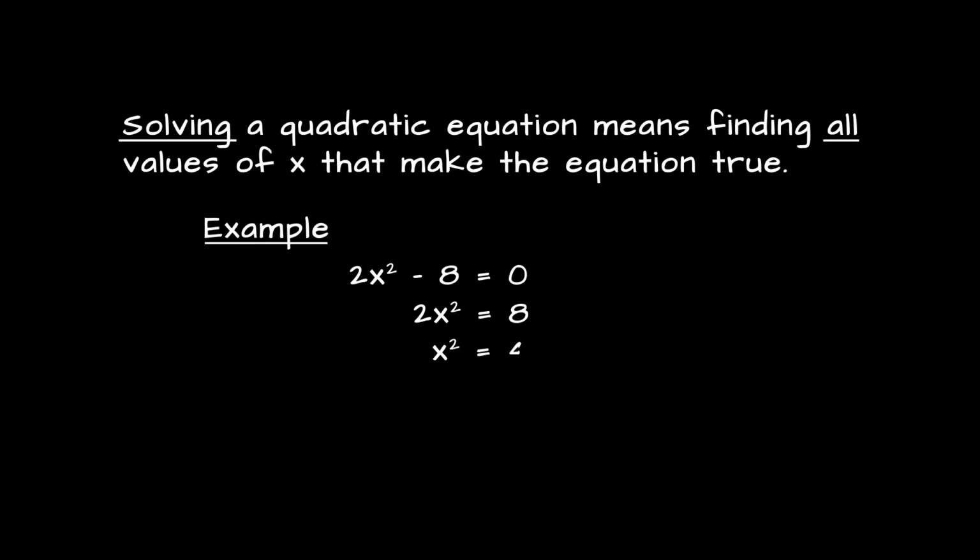And now we simply need to think about the set of all numbers x which have the property that when squared, they give us 4. And that means that x will have to equal plus or minus radical 4, so that x equals 2 or negative 2. This is the solution of this particular quadratic equation. x can take on two values. It can be positive 2 or negative 2.